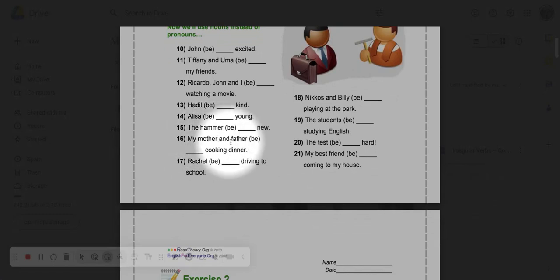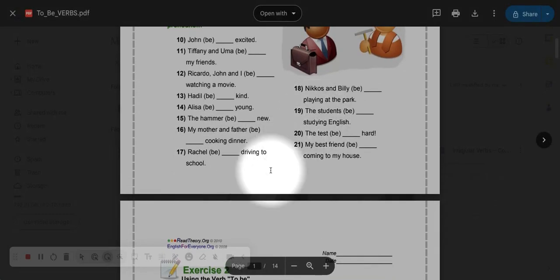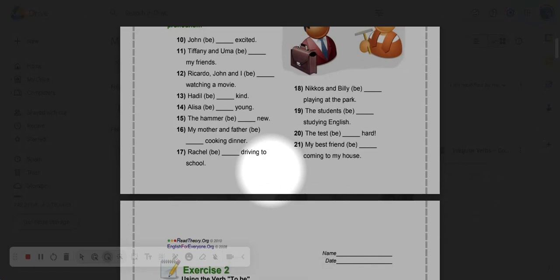My mother and father are cooking dinner. They are. Rachel is driving to school. She is. And by the way, if you say she is, period, that's technically a sentence because it has a subject and a verb. She is.